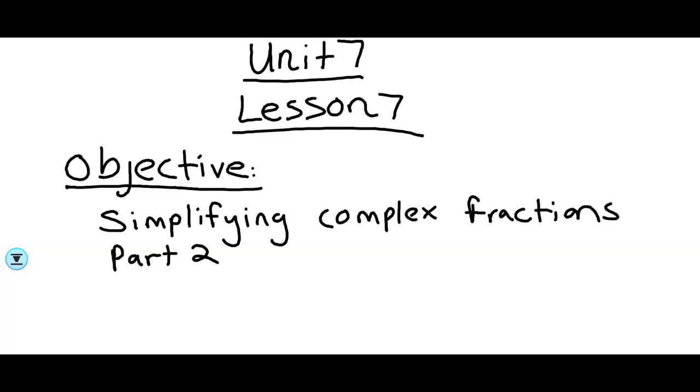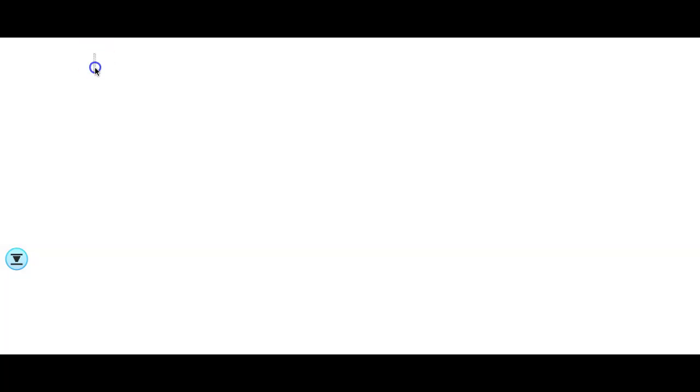Okay, so I'm calling this Simplifying Complex Fractions Part 2. We did Part 1 a while ago, and I'll remind you of what that is in just a second. So today we're going to take what we learned a couple weeks ago, and we're going to build on that a little bit. So first of all, let me remind you about what Part 1 was.